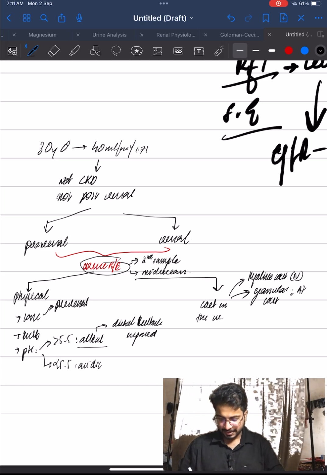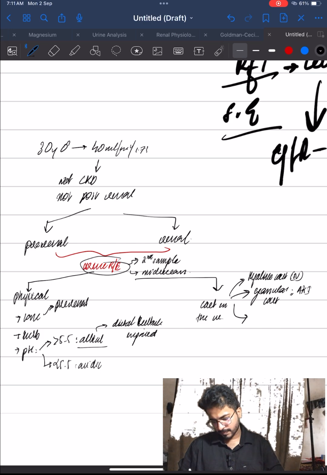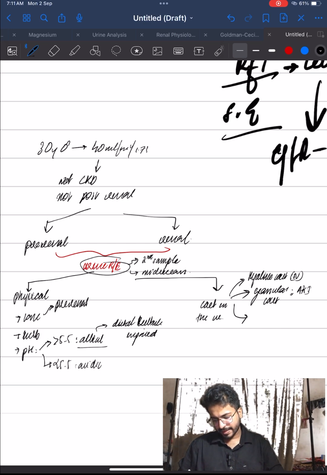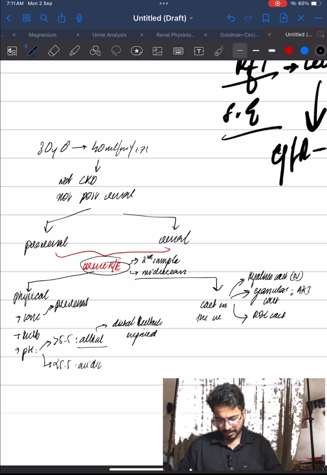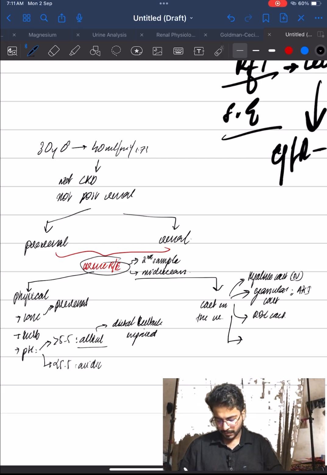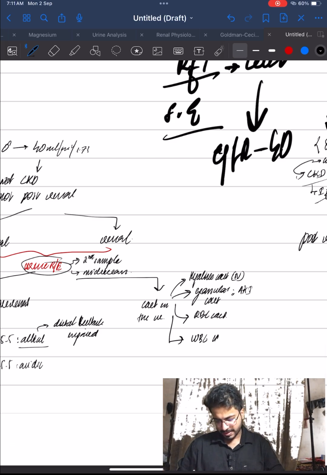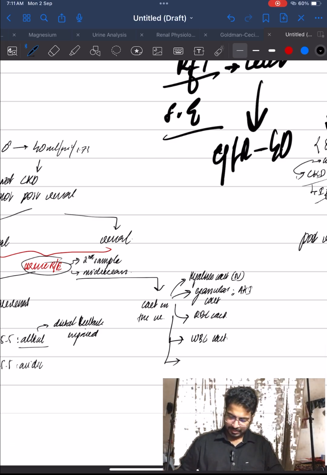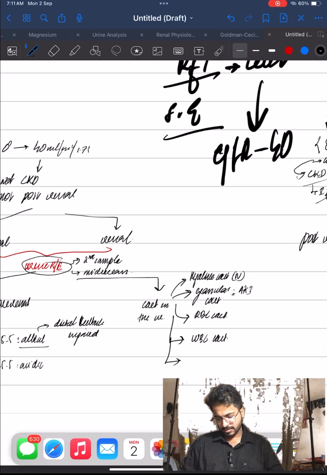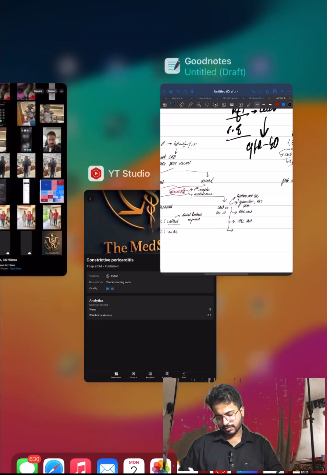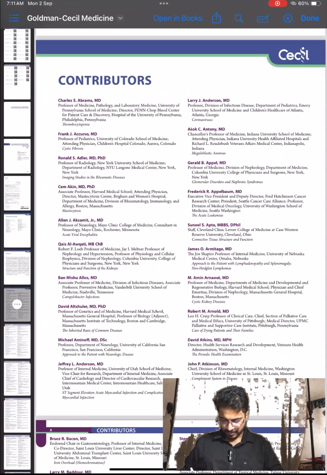So what are all the other casts? It can be a granular cast, seen in AKI. It can be an RBC cast seen in nephritis, and a WBC cast seen in infection. What else can be? Yeah. We can take a look into the pictures of this actually.